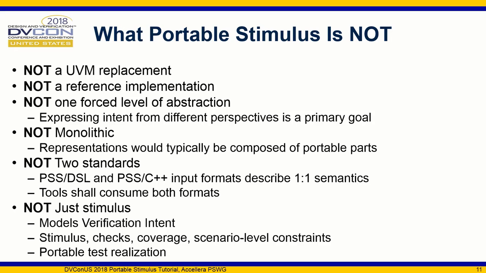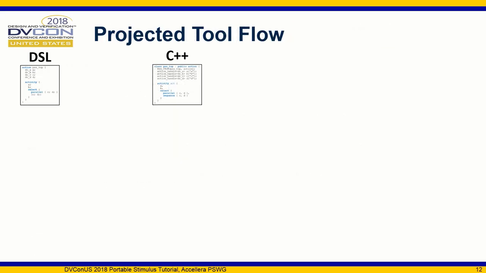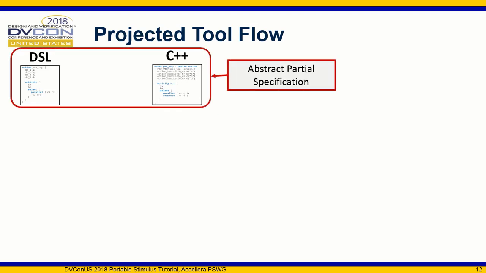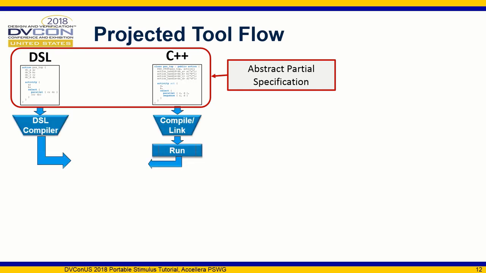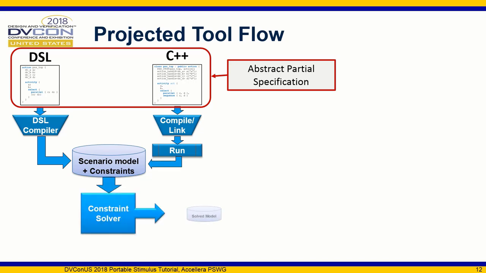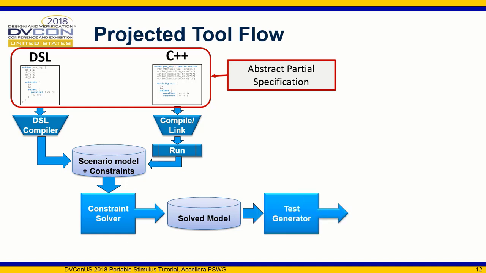So the projected tool flow, you're going to describe either DSL or C++, whatever input flavor you choose. That's your abstract partial specification. We'll talk about what that means. You're going to compile the DSL, or you're going to run your C++ code to create this scenario model and a set of constraints for it that the tool will then use to solve to create your model. So what is it that you've actually intended to specify? And then from that, we're going to generate tests.